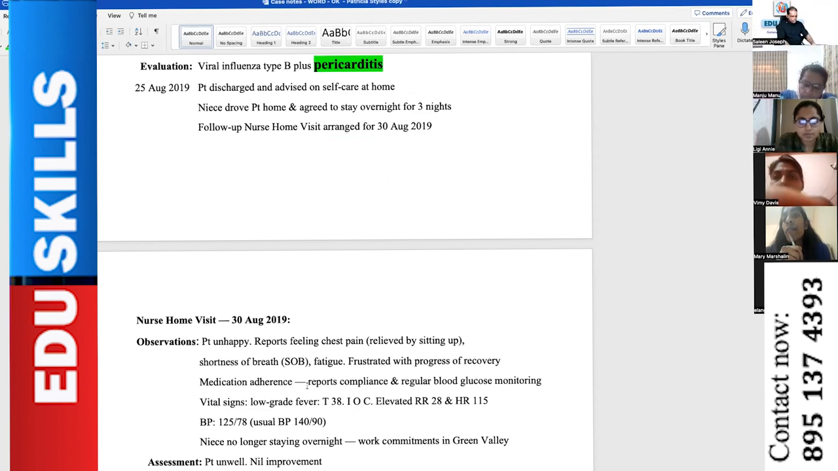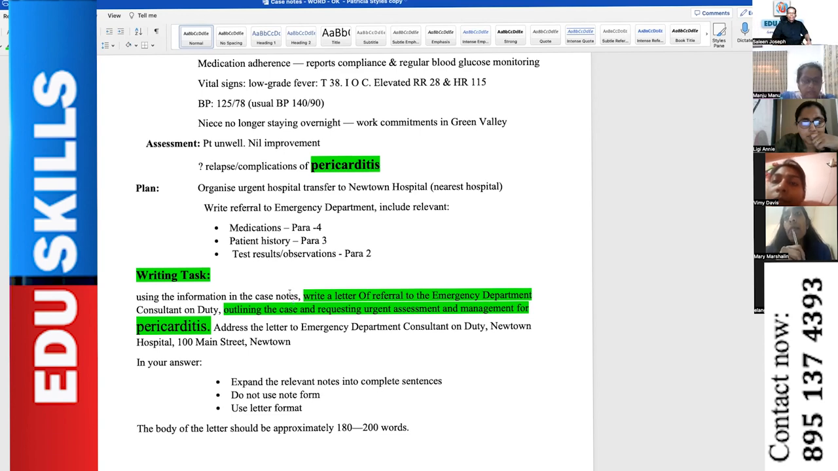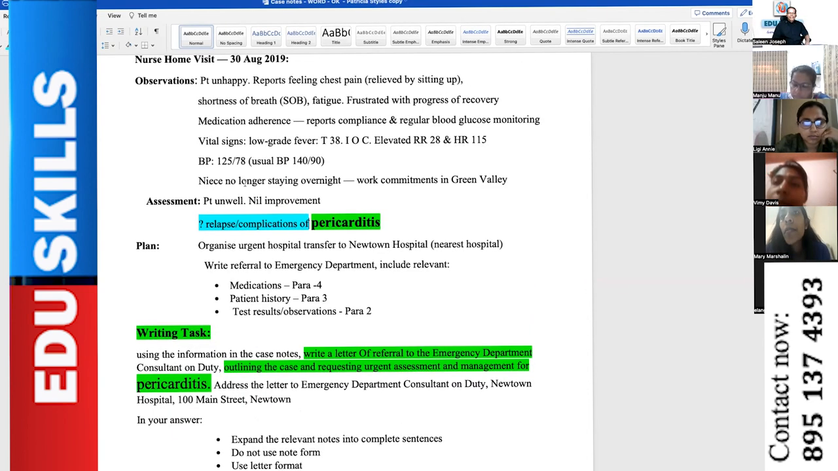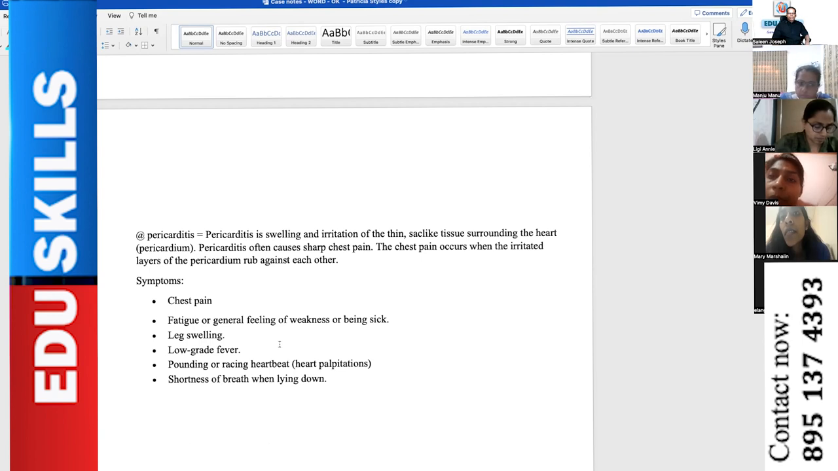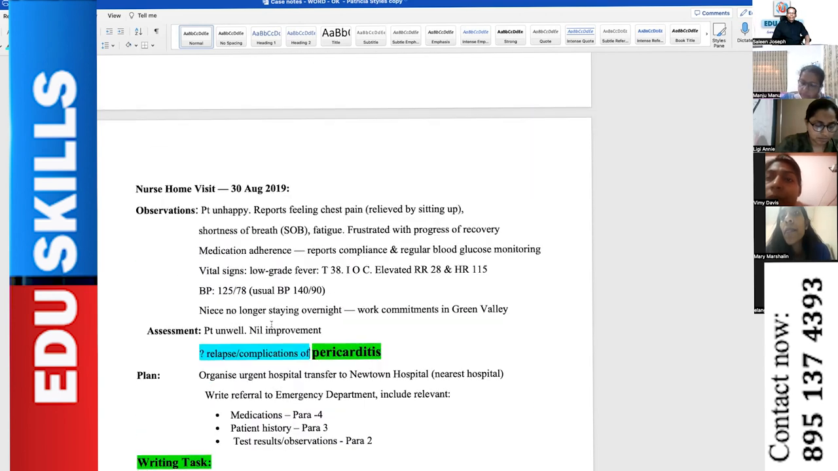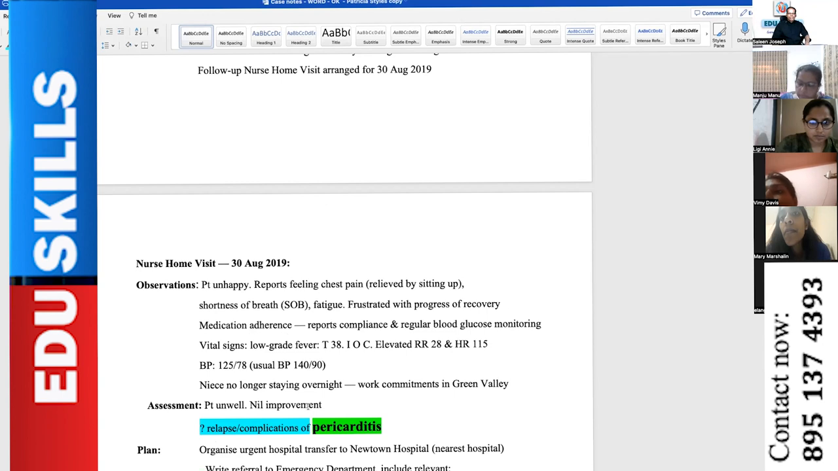In the case note, now we will just look into the aspects which are relevant. Maybe whatever is connected with pericarditis. We'll take the last page, the final page. Can you just tell me what is connected with it? Now, you know, these details are connected with pericarditis because you have already highlighted them, right? Relapse, complications. What else is connected with pericarditis? You know the symptoms. As I already said: chest pain, fatigue, a general feeling of weakness or being sick, leg swelling, low-grade fever, pounding or racing heartbeat, palpitations, shortness of breath when lying down, and also connected medications.